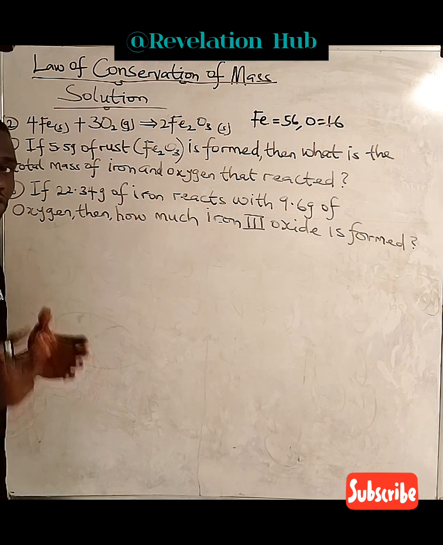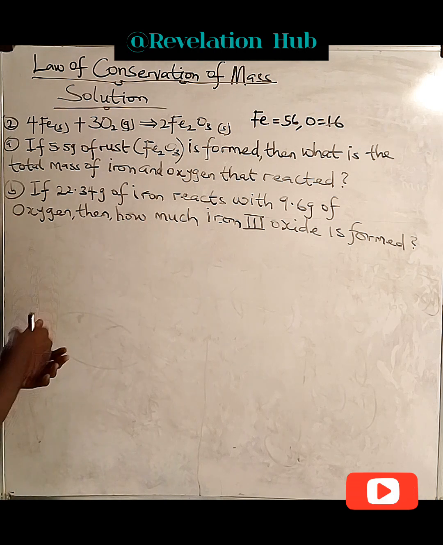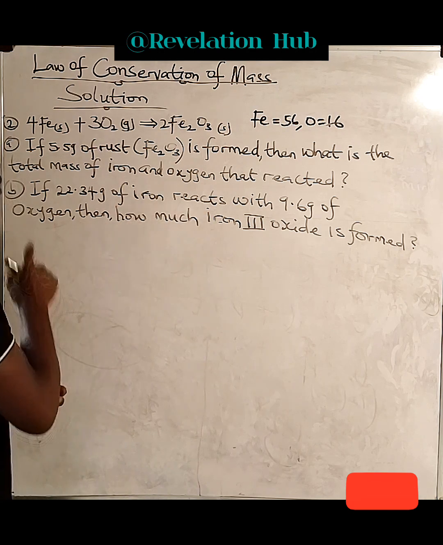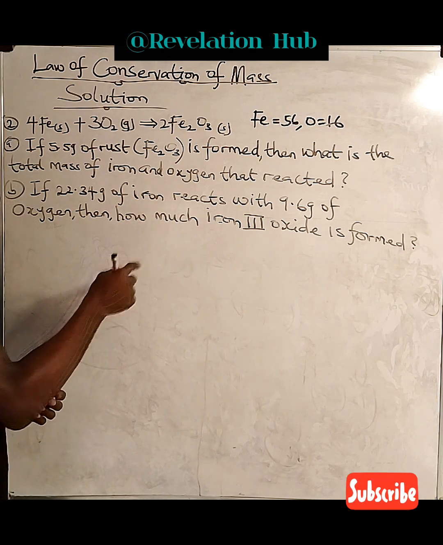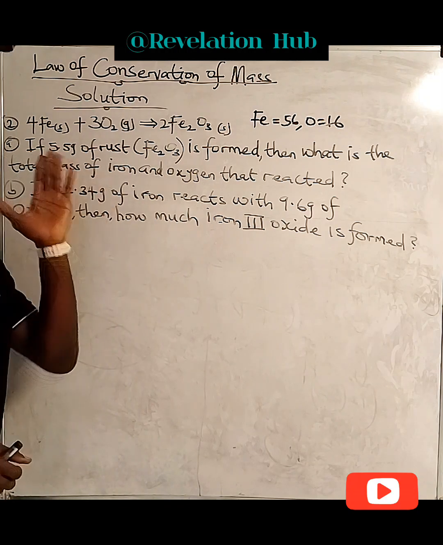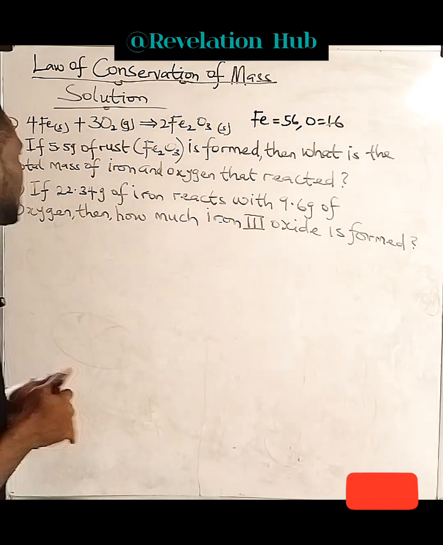Now that's the first sub-question. Let's say the second sub-question: if 22.34 gram of iron reacts with 9.6 gram of oxygen, then how much iron oxide is formed, provided the law of conservation of mass is being obeyed? Now, these questions are very interesting. Let's see how we go about them.